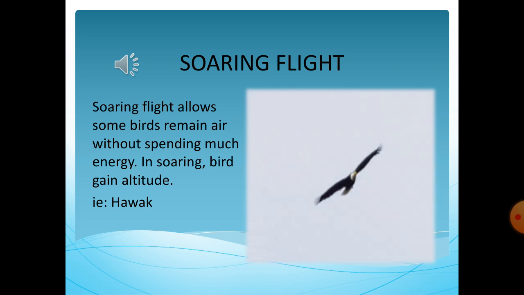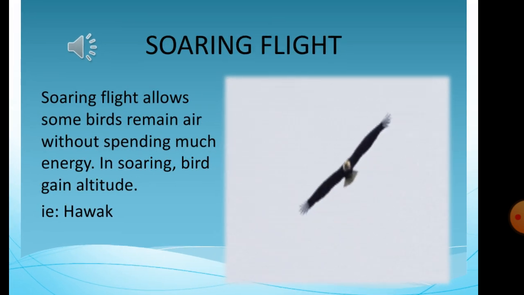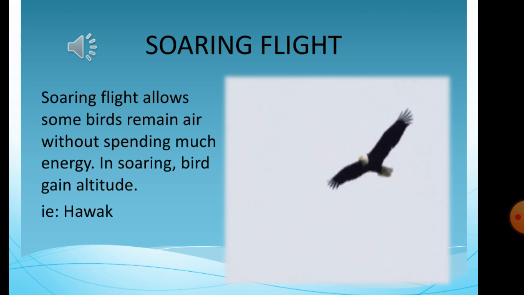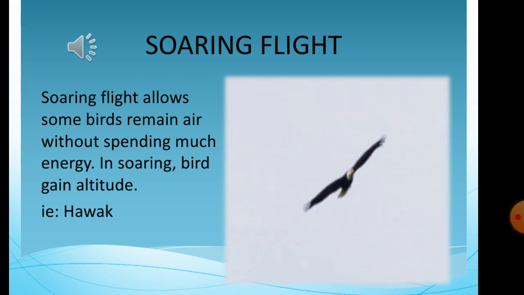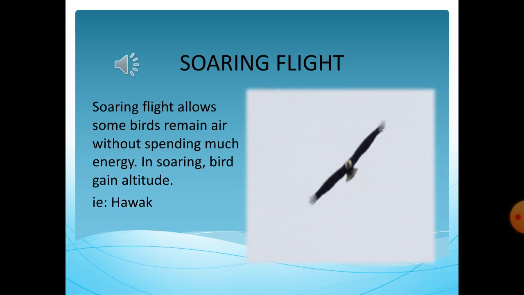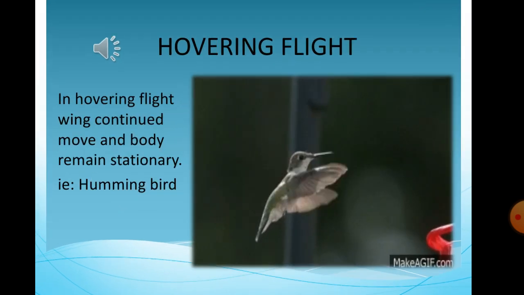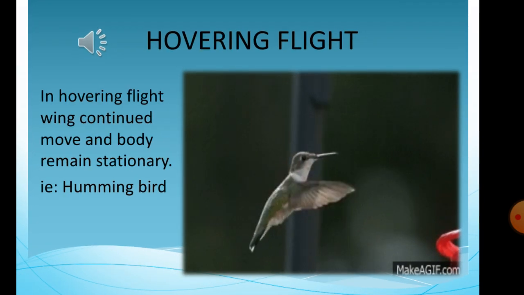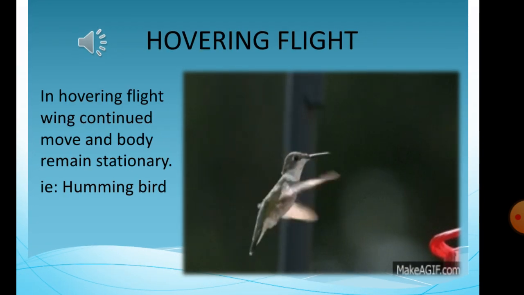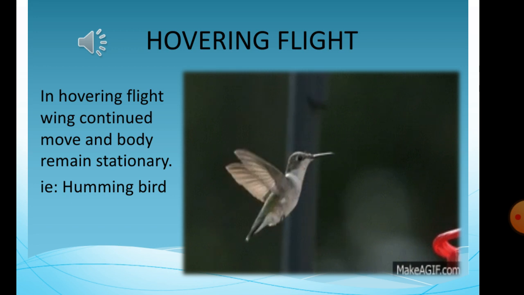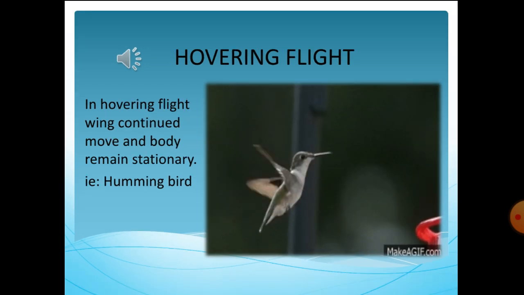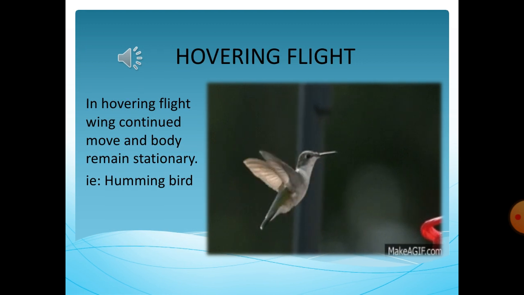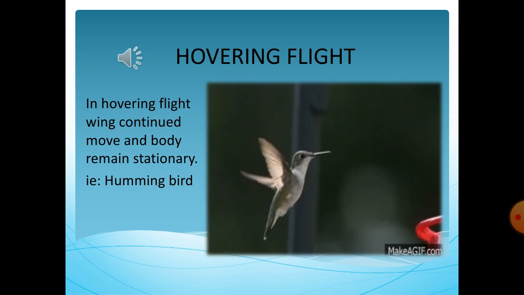Soaring flight. What is soaring flight? In soaring flight, birds gain altitude without spending much energy. This type of flight pattern is present in different birds. Next, hovering. What is hovering flight? In hovering flight, while continuing to move, the body remains stationary. This type of flight pattern is present in hummingbirds. You can easily see on the screen, hummingbirds continually move their wings and their bodies remain stationary.